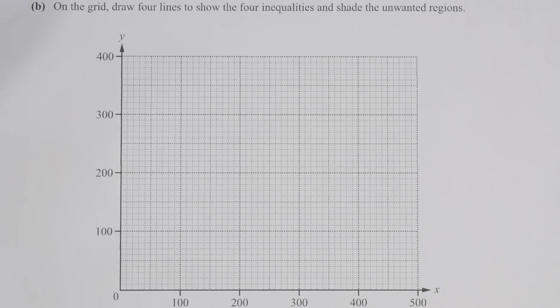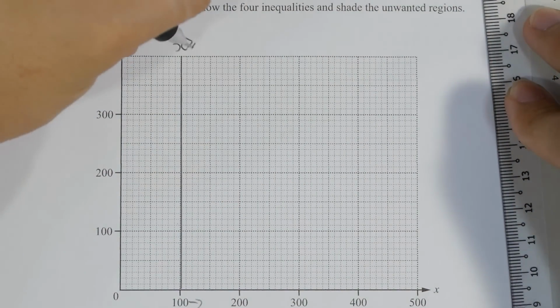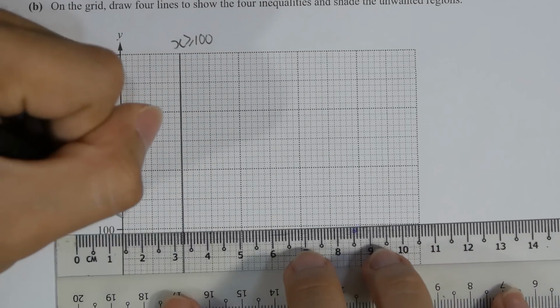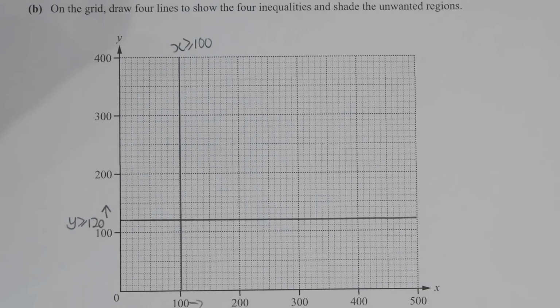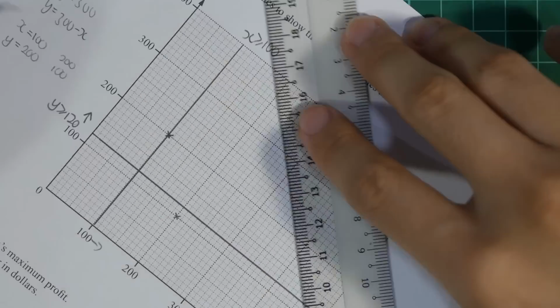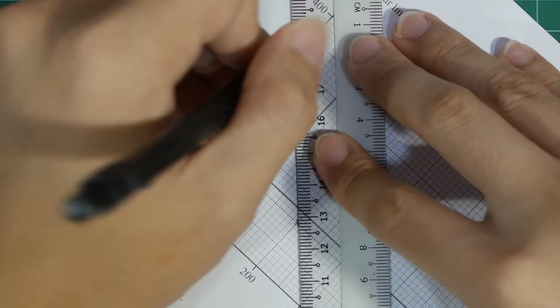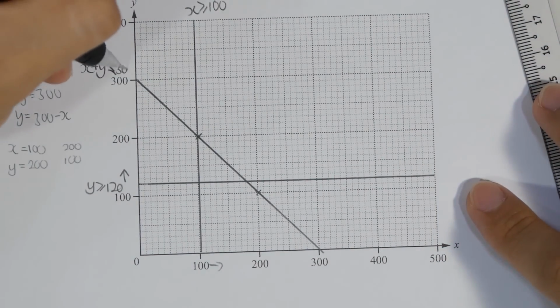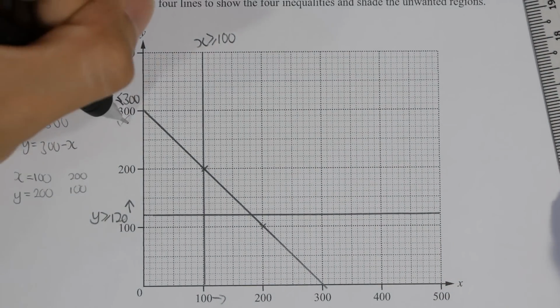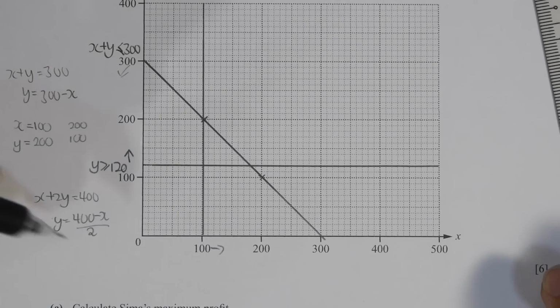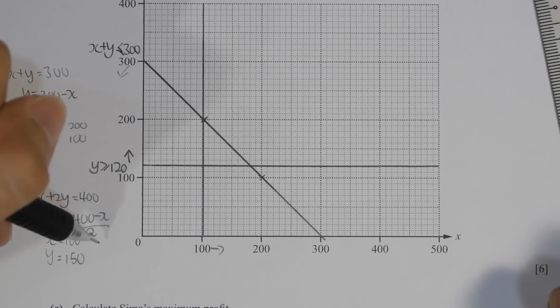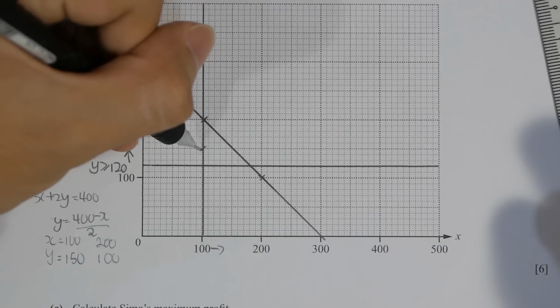For part B, x is more than or equal to 100, y is more than or equal to 120. I construct the horizontal and vertical lines first, then I calculate the remaining two lines. Things to take note of: all the lines will be solid lines because they are more than or equal to and less than or equal to. So x plus y equals 300, y equals 300 minus x. When x equals 100 and 200, y's value will be 200 and 100 respectively.